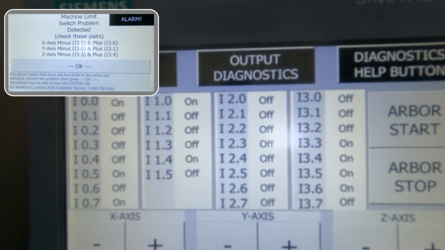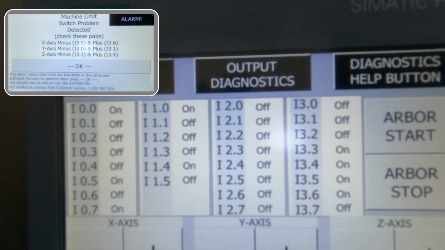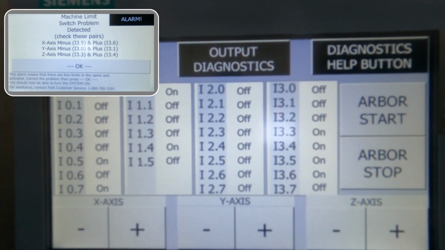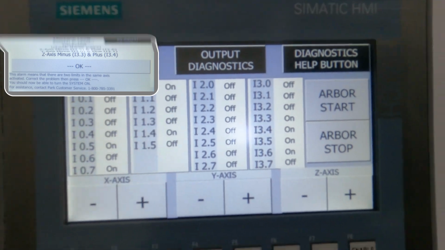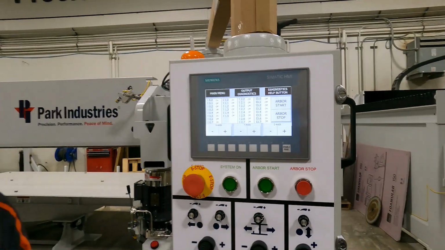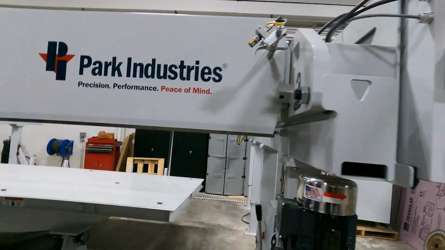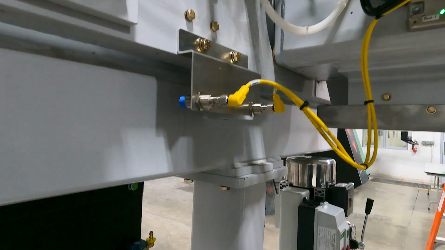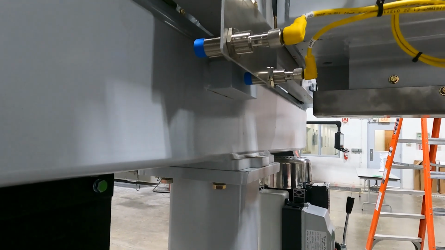So our issue lies in our Y axis in this case. Both of them are limits, so it thinks it's all the way on each end of the Y axis. So we'll go take a look at the Y axis proximity switches and see what we see here. So we are back by the Y-axis proximity switches.